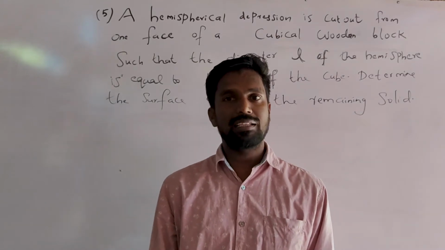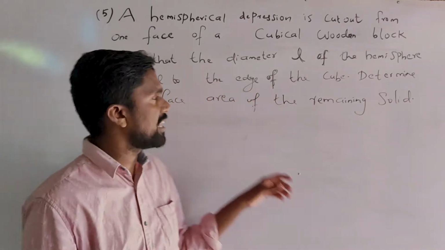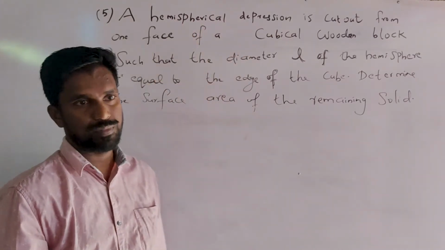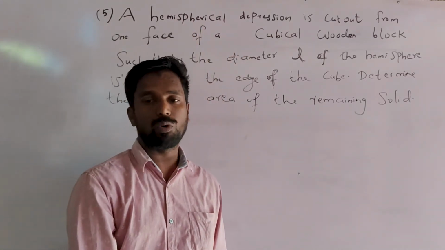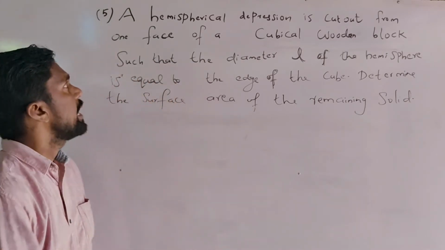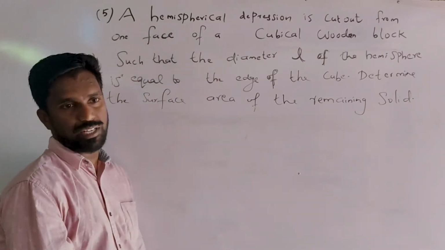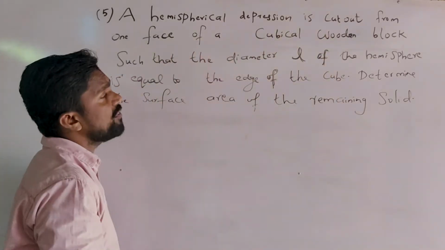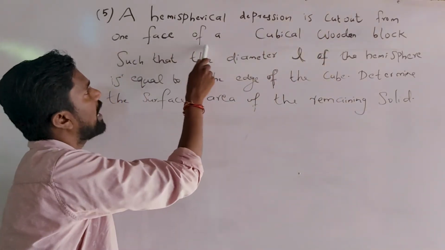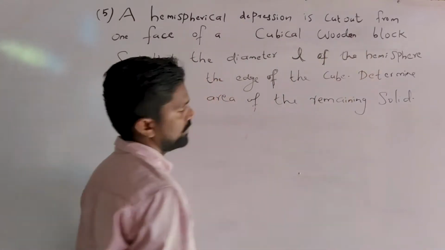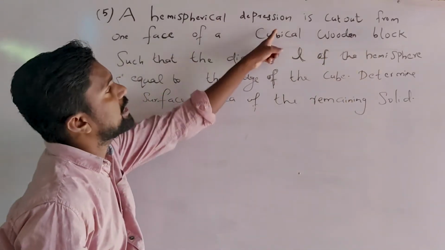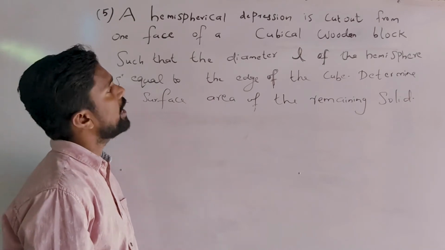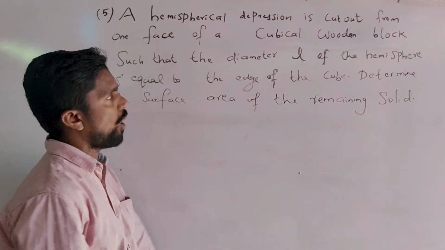Welcome back. Next, we are going to discuss exercise 13.1, question number 5. A hemispherical depression is cut out from one face of a cubical wooden block.